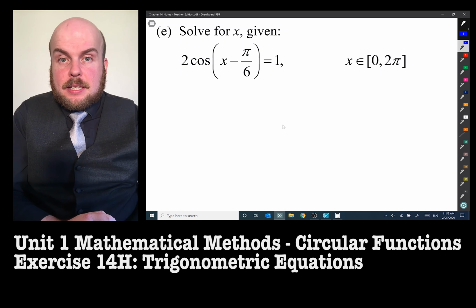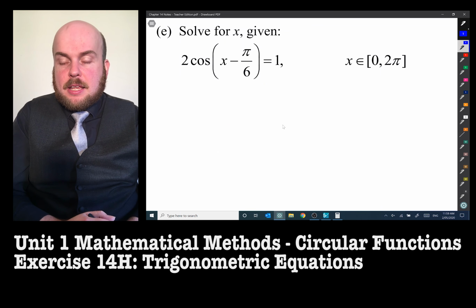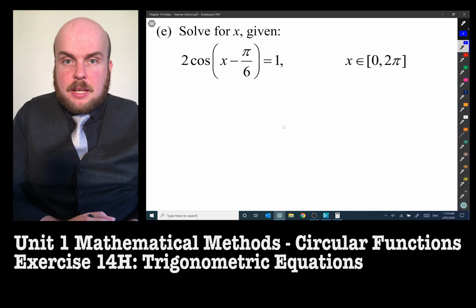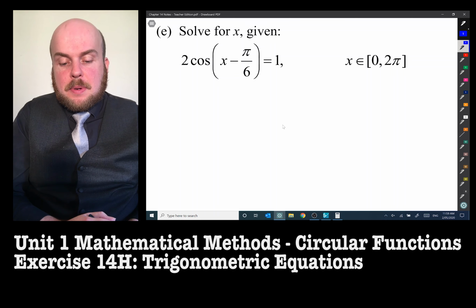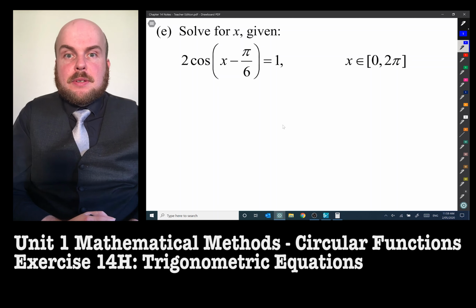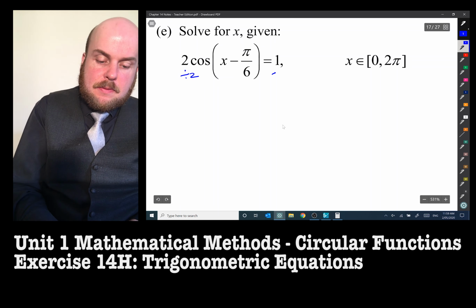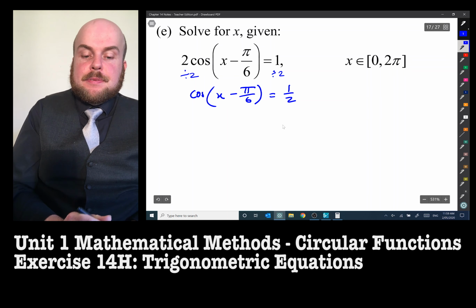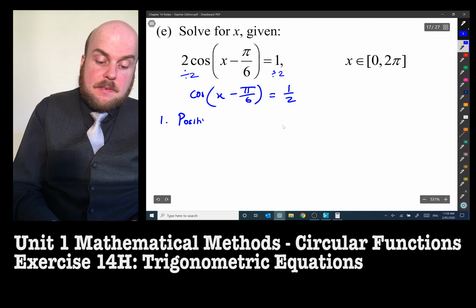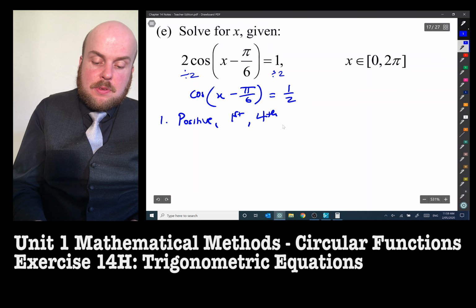Now here's where it gets a little bit more tricky. This is when we've got a horizontal translation, so we have an extra step. Solve for x given 2 cos(x - pi/6) = 1, where x is between 0 and 2 pi, so we're dealing with radians. So I'm going to divide both sides by 2, and I get cos(x - pi/6) = 1/2. So it's positive, so therefore it's going to be the first and fourth quadrants.